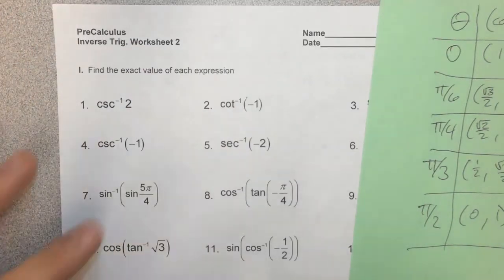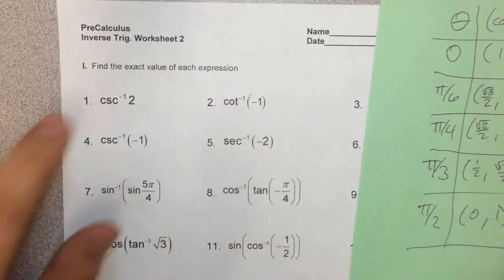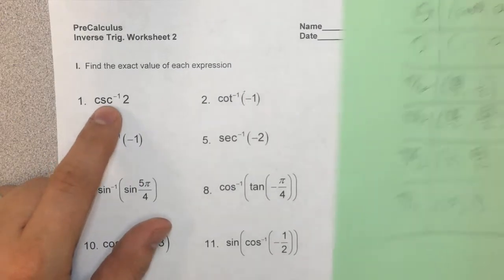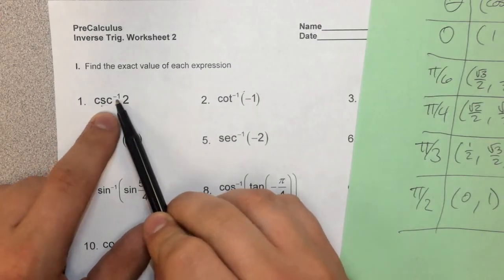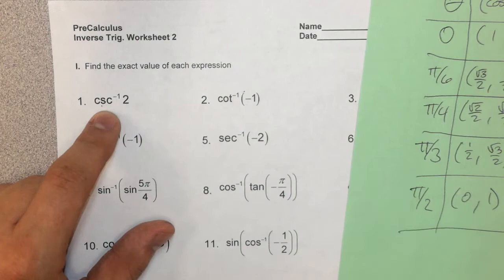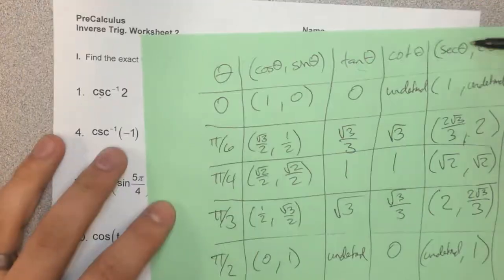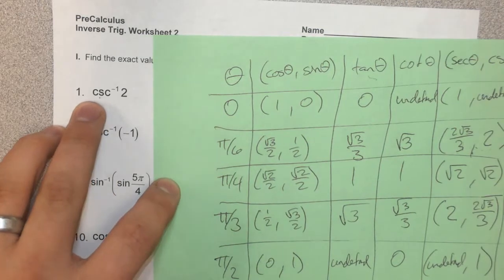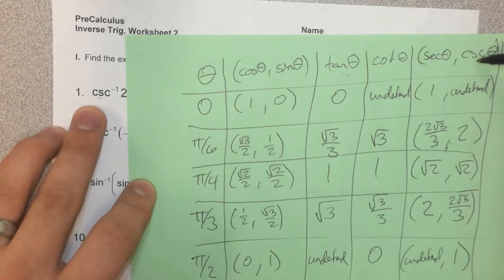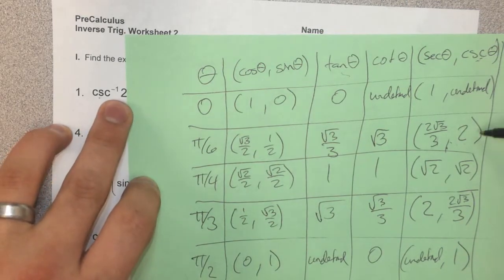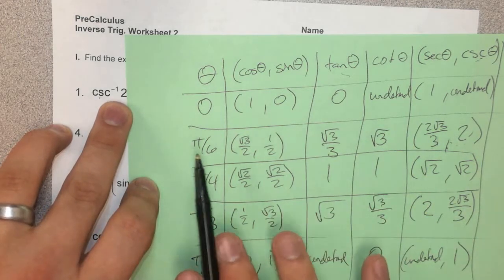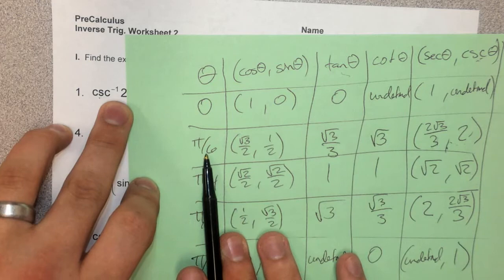So on the inverse trig worksheet 2, we're looking at number 1. I'm going to go ahead and do all the odds. I'm looking for inverse cosecant of 2. So again, I've got this nice reference here. I'm looking at cosecant, and I'm looking for where that is equal to 2. If I go down my list, there's my 2 right there. So my principal angle for that one is pi over 6.